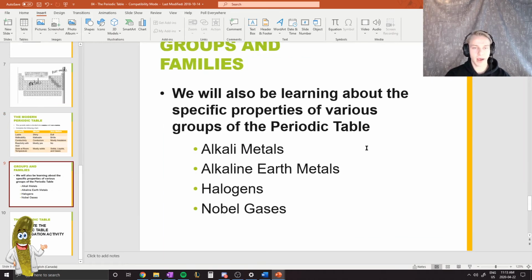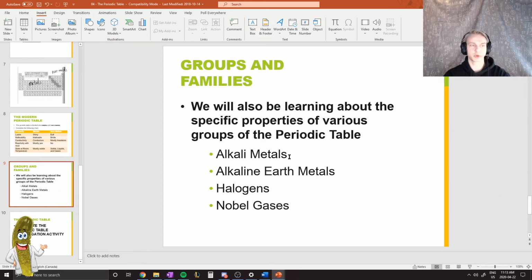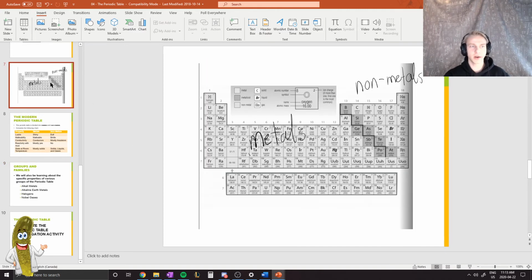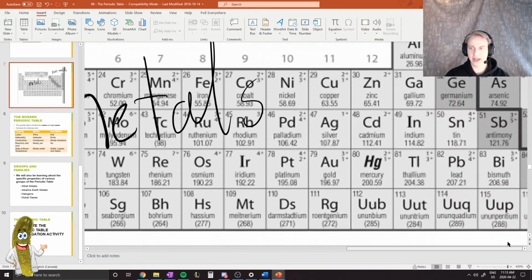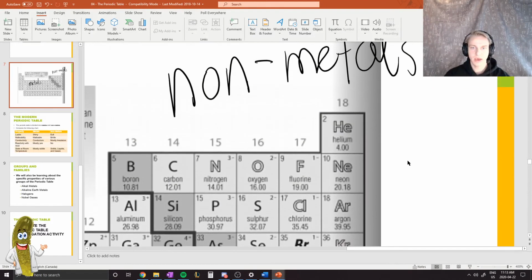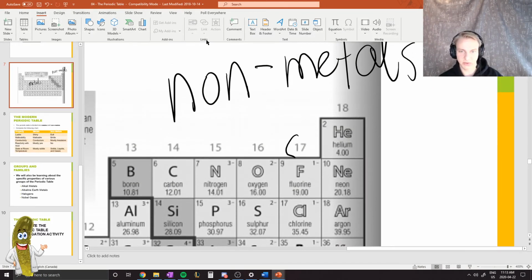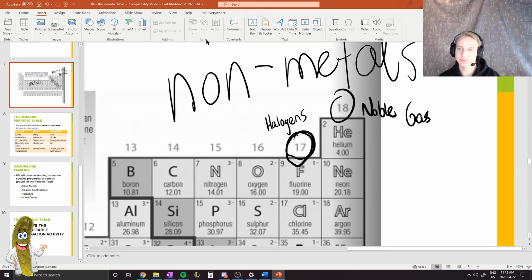So some of the properties that we're going to learn about, some of the groups that we'll learn about. We'll talk briefly about the alkali metals at some point, the alkaline earth metals, the halogens, and the noble gases. The two that I want to talk about really quickly right now are the halogens and the noble gases. So I'm going to scroll over here. Everything that's in column 17, so this column right here, these are all of our halogens. Everything that's in column 17 is a halogen, and everything in column 18 is a noble gas.